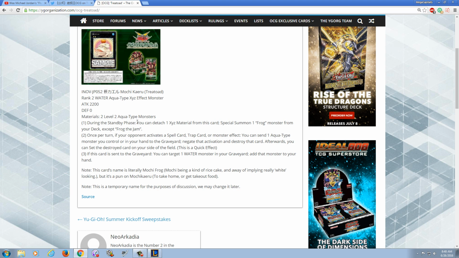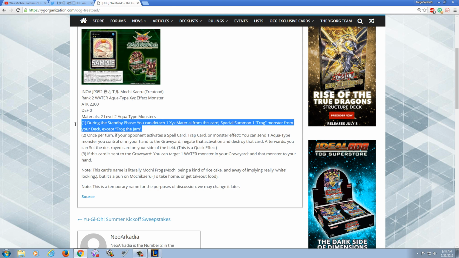Effect number 1, during the standby phase, you can detach one exceed material from this card. Special summon one frog monster from your deck except Frog the Gem. Always hating on Frog the Gem. Okay, so what's cool about this is that it has natural synergy with Treeborn Frog. Let's say you had Enemy Controller in your hand and nothing else, and you just had to get through one big monster on your opponent's side of the field, like, let's just say an Ignister. You could actually use this effect. You could summon your Treeborn Frog, use Enemy Controller in the standby phase, take their Ignister, and then your Treeborn Frog would come back. All this would be done in the standby phase.